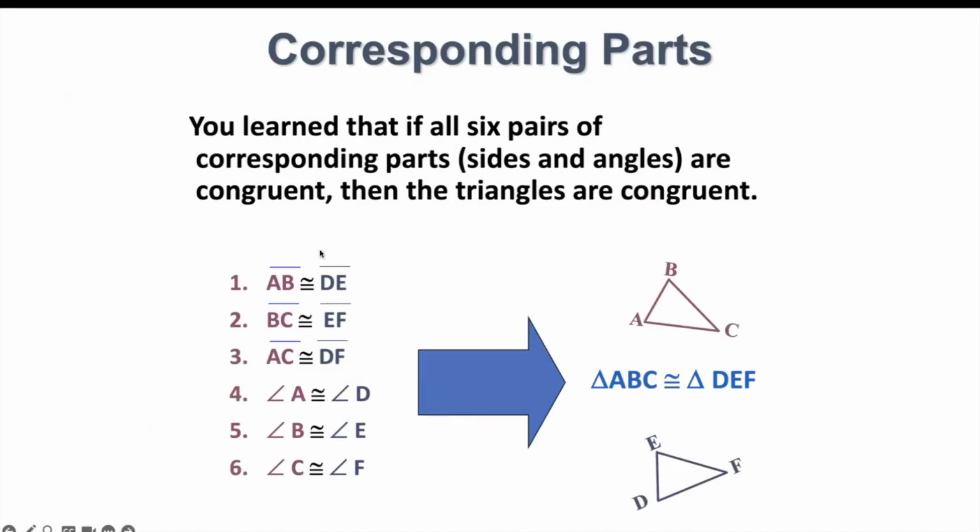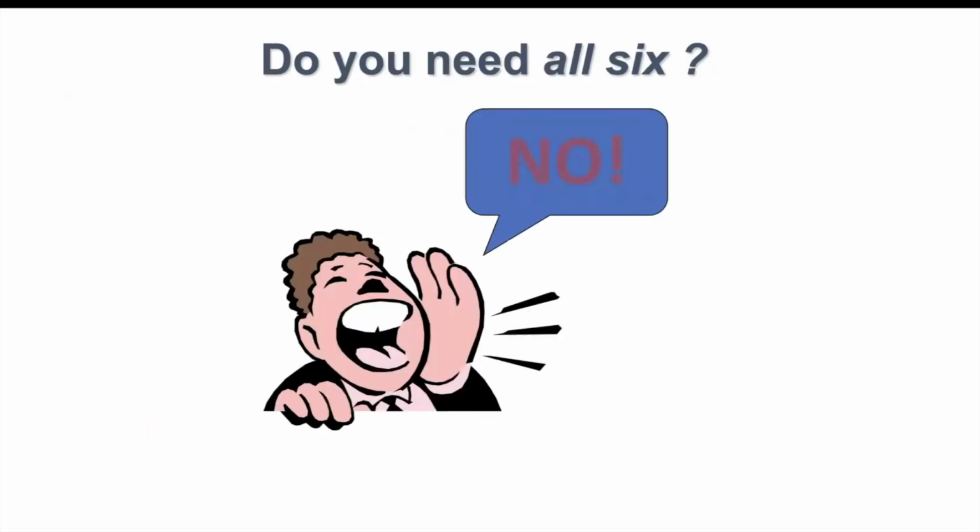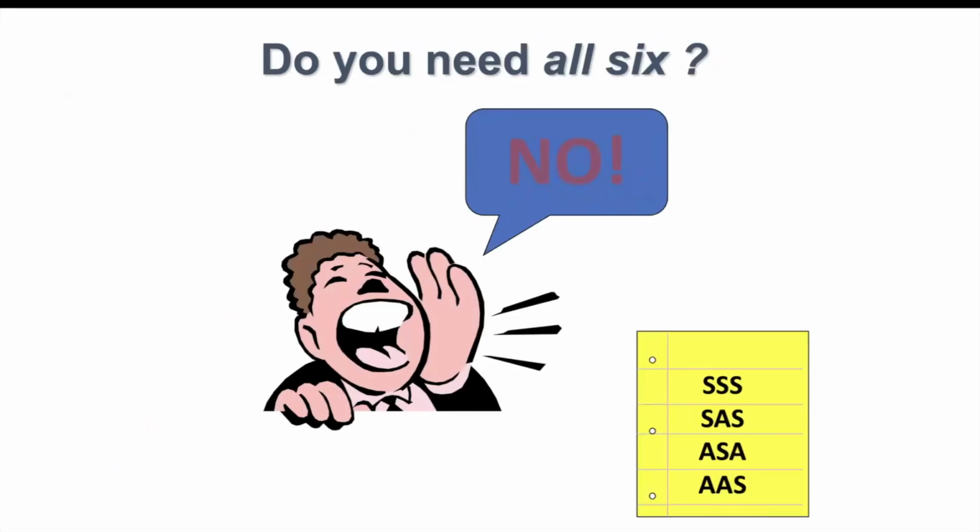So if we had all three sides congruent and all three angles congruent, then we can conclude that the triangles are in fact congruent. But that's very tedious, right? That's six different things we need to prove. So the question is, do we need all six? And the answer is going to be no, that's too much work. So we're going to come up with shortcuts to prove triangles congruent. So we're going to have a list of five of them total.